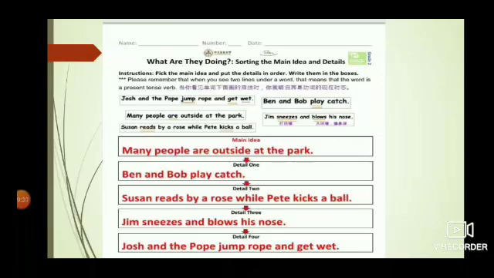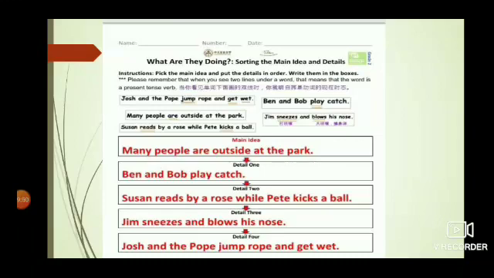Detail 2. Susan reads by a rose while Pete kicks a ball. Detail 3. Jim sneezes and blows his nose. Detail 4. Josh and the Pope jump rope and get wet.